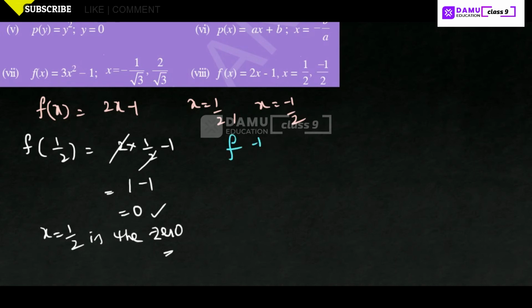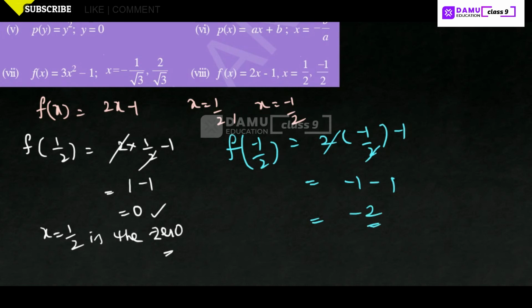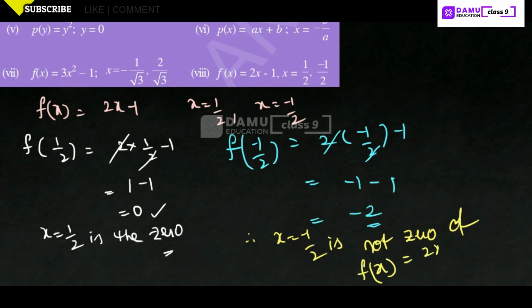Then f of minus 1 by 2 we have to do. So 2 into minus 1 by 2 minus 1. So 2 will cancel. Minus 1 minus 1, that is minus 2. If it is the same sign means addition, but the same sign also we have to take. What you can take here is therefore x equals minus 1 by 2 is not a zero of f of x equal to 2x minus 1.